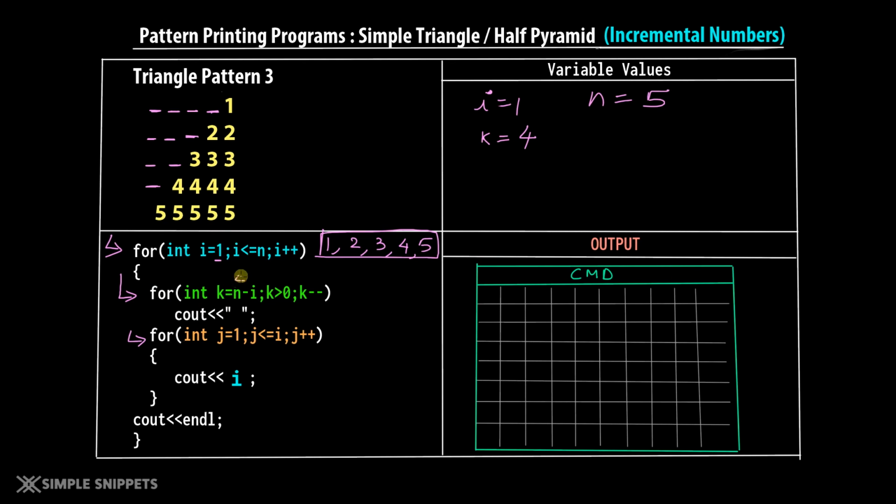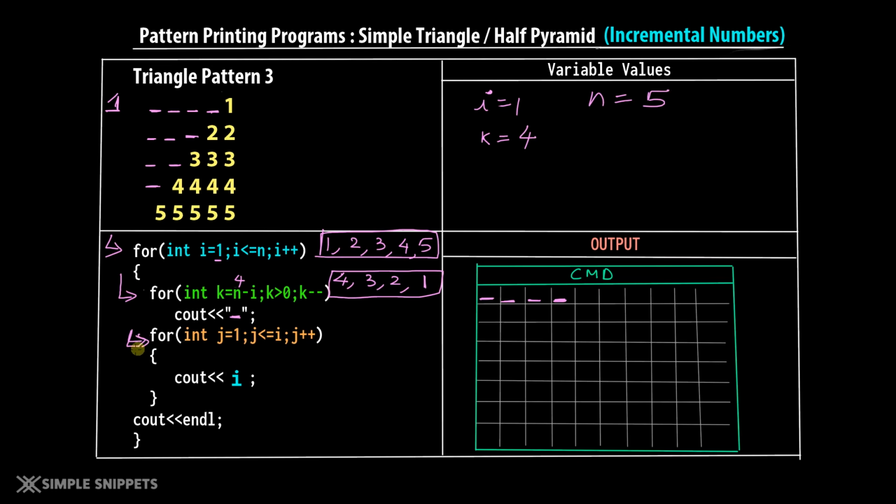So k equals 4, and we are saying k has to be greater than 0, and you are saying k minus minus. When you say k minus minus, 4 will decrement by 1 and become 3. So it will take 4, 3, 2 and 1. It will not take 0 because k has to be greater than 0. So k goes from 4, 3, 2, 1, which means this for loop will run 4 times and create 4 spaces. That is exactly what we want for the first row. This is the first row, we want 4 spaces. So you'll create 1, 2, 3, 4 blank spaces.